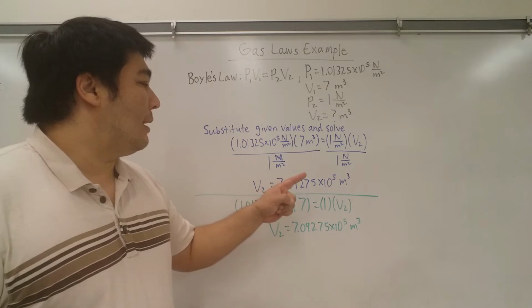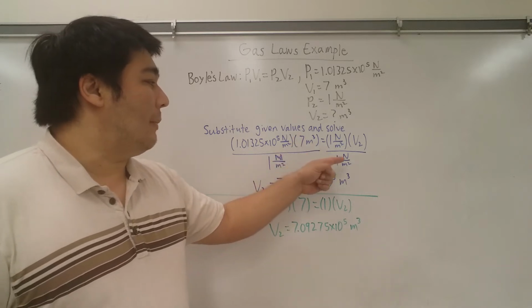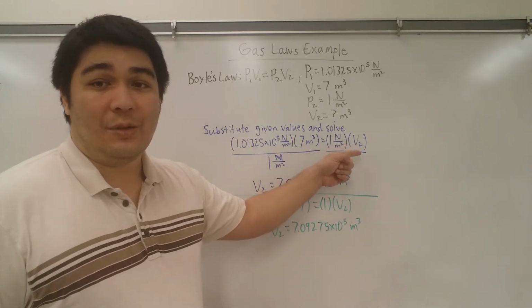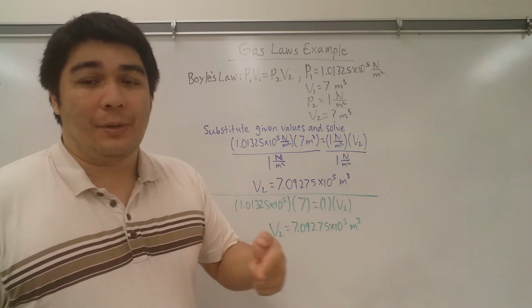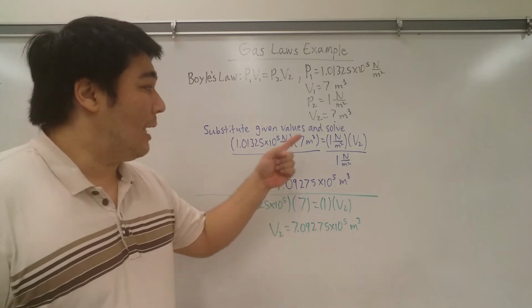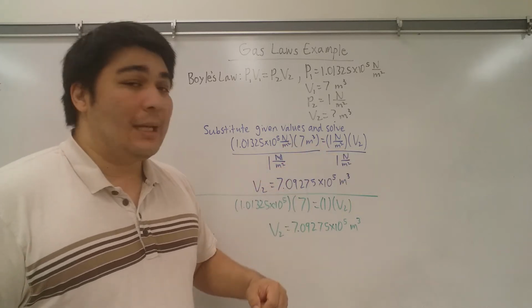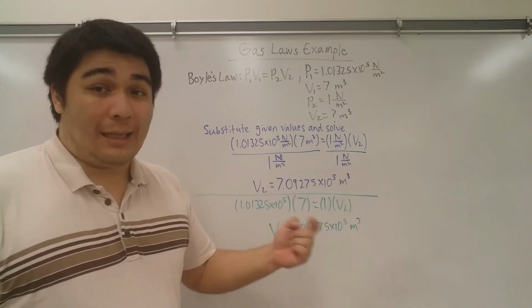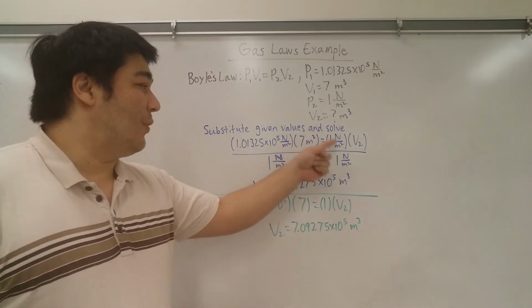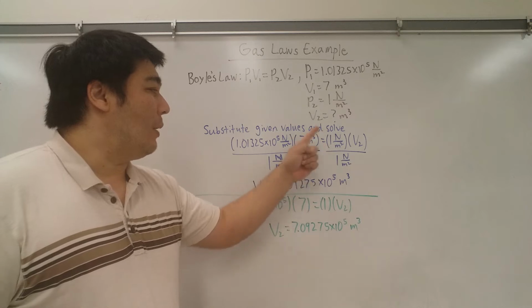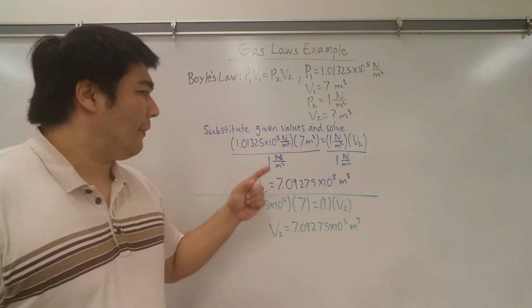So in this case, I said, okay, I'm going to isolate the variable, which is V2. To isolate the variable, I need to do the opposite operation that's being done to it. The operation being done to V2 is multiplication. So the opposite operation of multiplication is division. So I divided both sides of the equation by 1 newton per square meter.